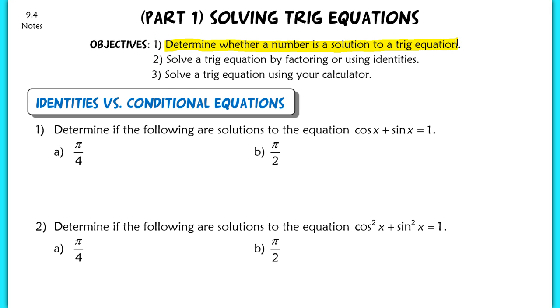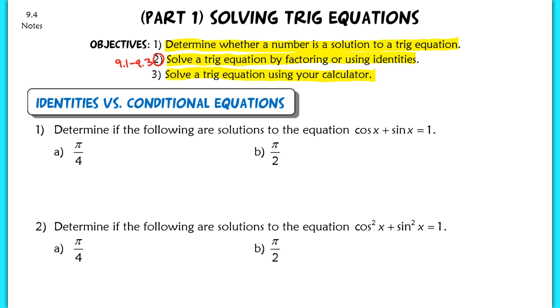The third objective is to be able to solve a trig equation using your calculator. Now the second objective here is really a huge objective. It's really difficult to explain all of the things that are involved in this, but basically you're going to solve trig equations by either factoring or using identities. Which means that you need to know and be able to apply all of the identities from sections 9.1 through 9.3. So that's why it's kind of a big deal, kind of a difficult objective. So let's get started with objective 1 here.